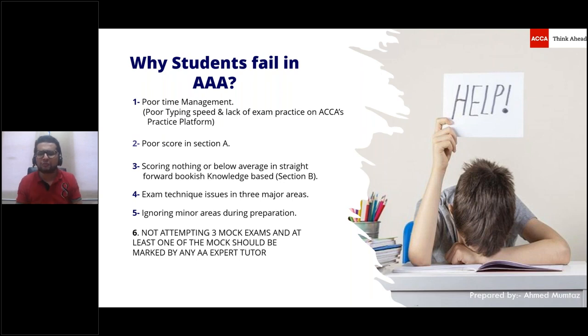Well, you have got 12-13 days before your exam. You have got 12-13 chapters. Divide your chapters, invest half an hour or maximum 1 hour daily on the bookish knowledge based questions, and you will be able to score reasonable or good enough marks. So your problem number 3 will be resolved as well.